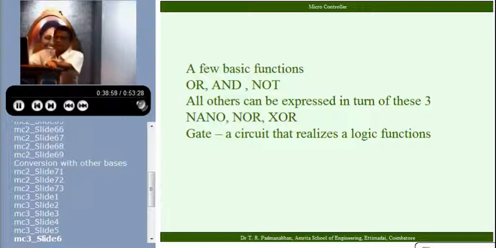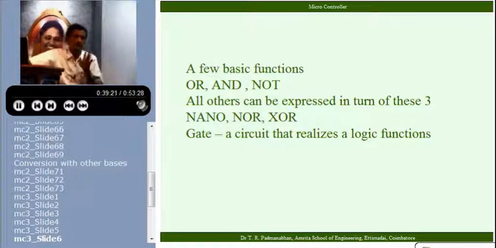Now, in Boolean algebra, there are only a limited number of functions. One is an OR function, another is an AND function, and another is a NOT function. These are the basic three functions used in Boolean algebra: OR, AND, and NOT. Any and every one of the other functions you can express in terms of these. Because there are only two values for the variable, there are limited functions. In terms of these three, you can realize any other function.